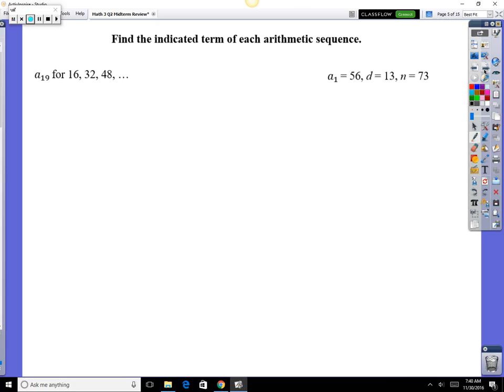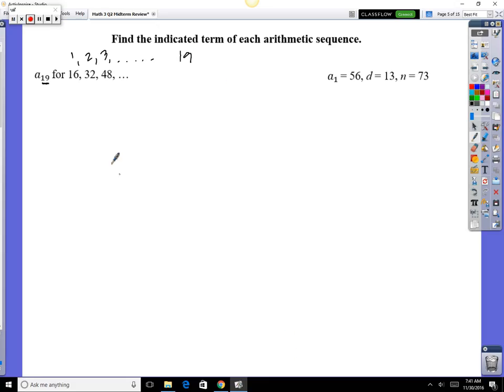Okay, now let's get complicated. They want you to find the indicated term for each arithmetic sequence. So they want you to find the 19th number in the list. So this would be the first, this would be the second, this would be the third, fourth, fifth, sixth. They want the 19th.